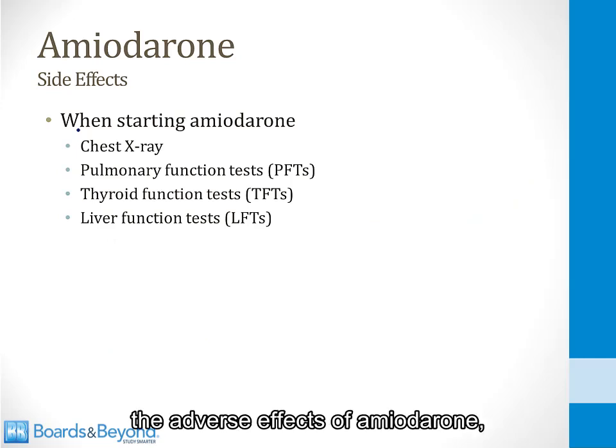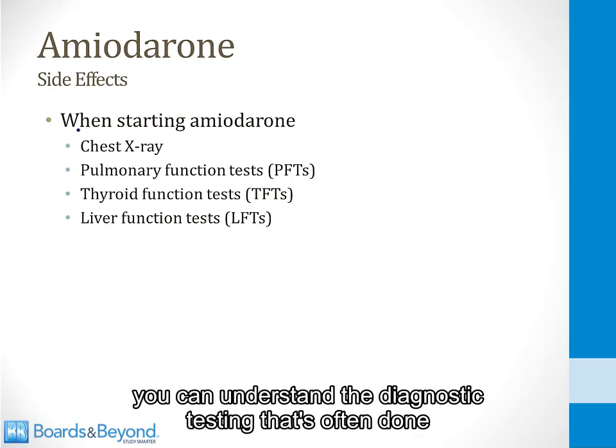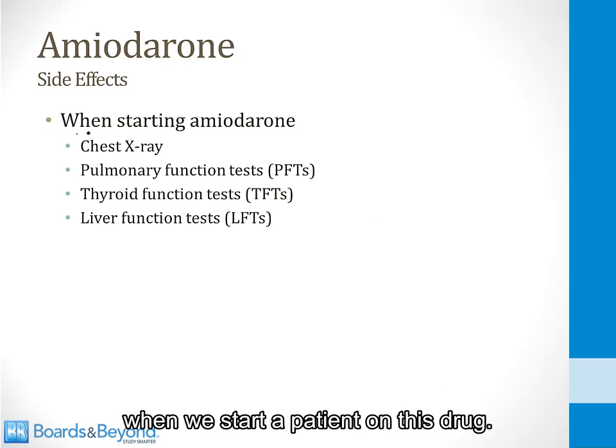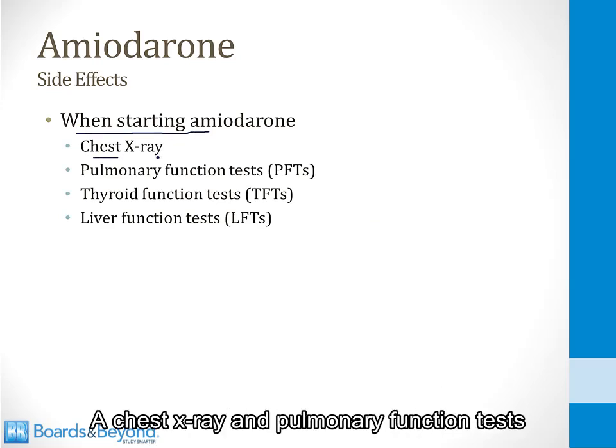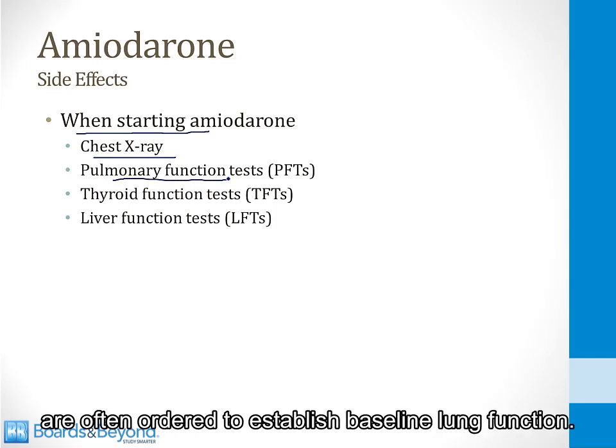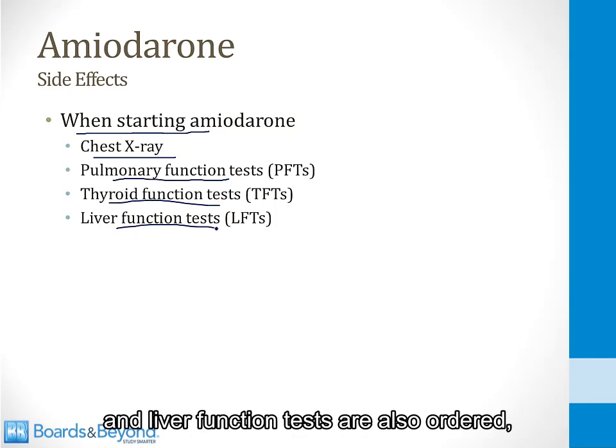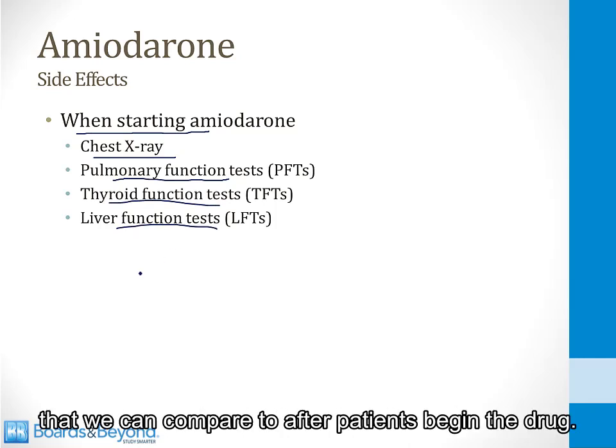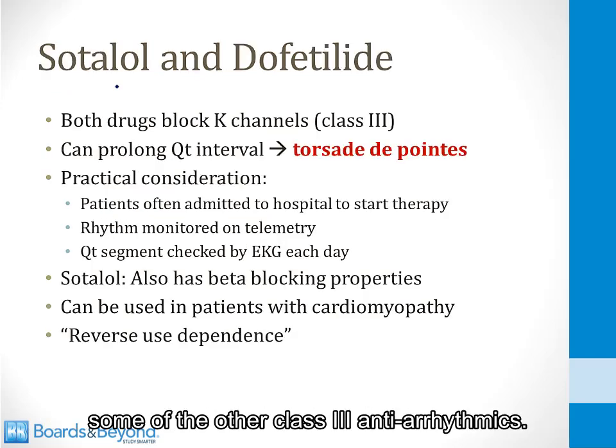So now that you understand the adverse effects of amiodarone, you can understand the diagnostic testing that's often done when we start a patient on this drug. A chest x-ray and pulmonary function tests are often ordered to establish baseline lung function. Thyroid function tests and liver function tests are also ordered to establish a baseline that we can compare to after patients begin the drug. Now let's talk about some of the other class 3 antiarrhythmics.